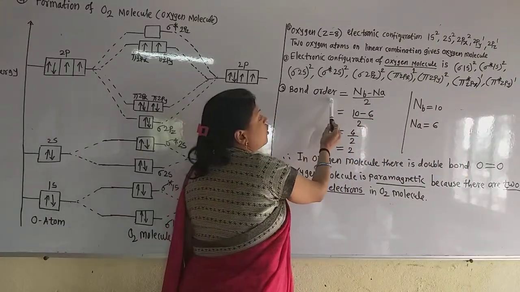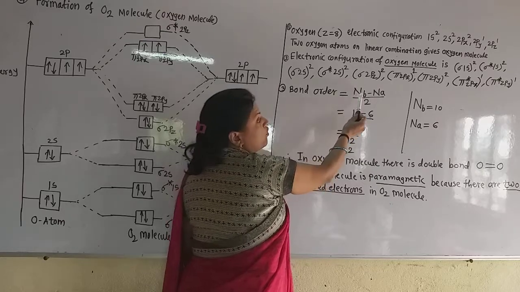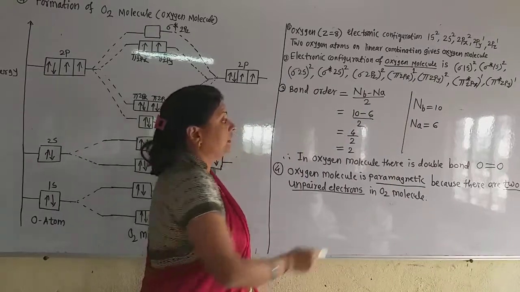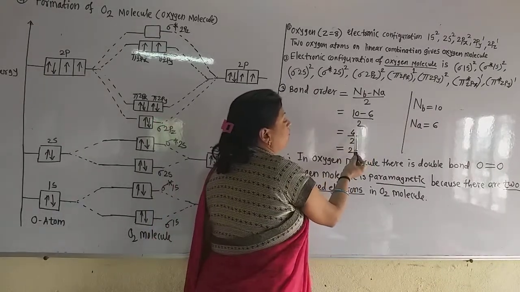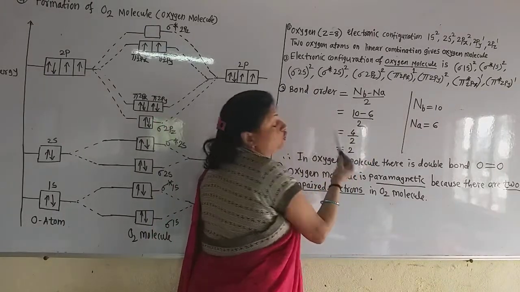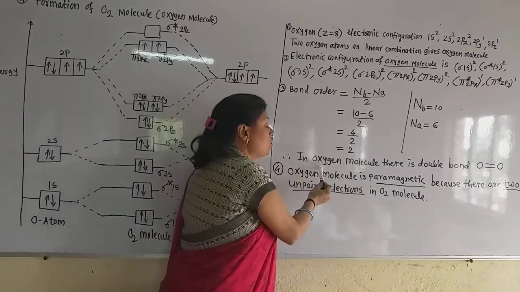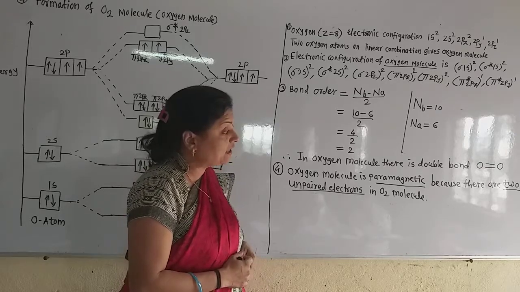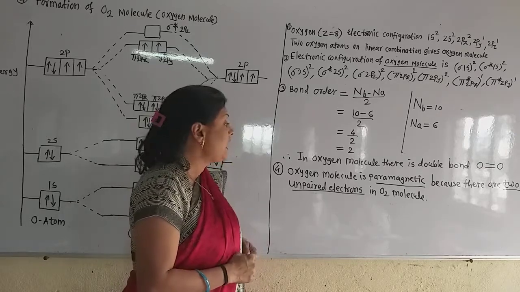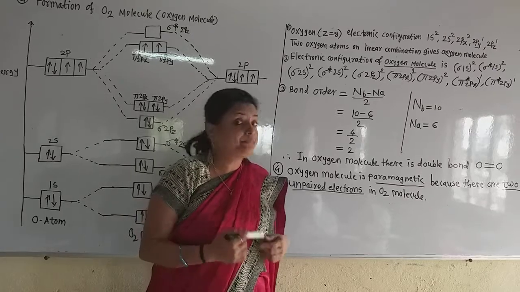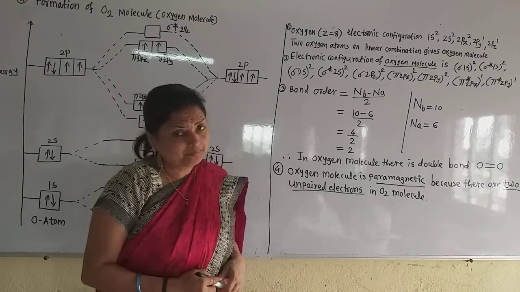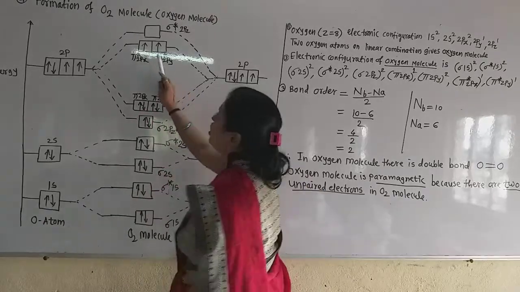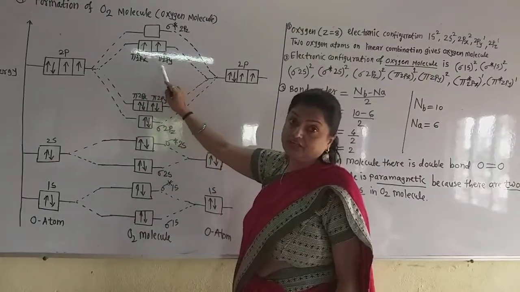So bond order is calculated as the number of bonding electrons minus the number of antibonding electrons, divided by 2. Therefore 10 minus 6 divided by 2, 4 divided by 2, that is equal to 2. Therefore in the oxygen molecule there is a double bond between the two oxygen atoms, O double bond O, and this oxygen molecule is paramagnetic because there are two unpaired electrons in the oxygen molecule.